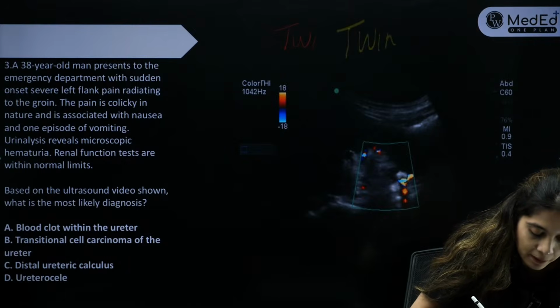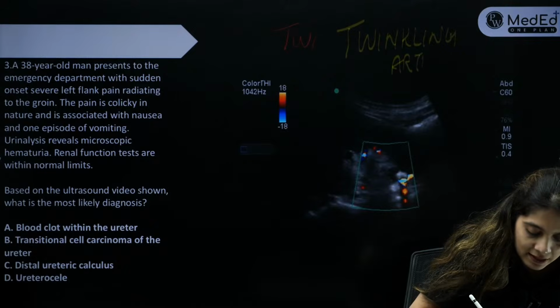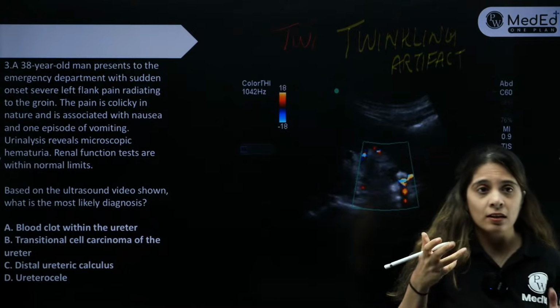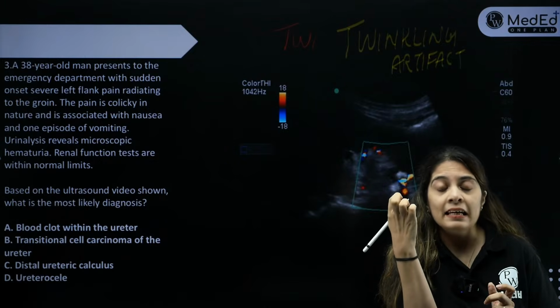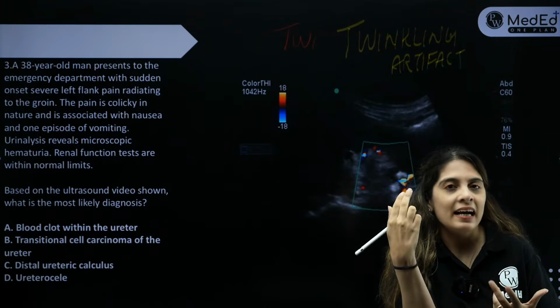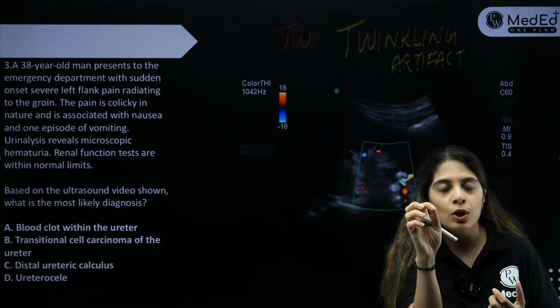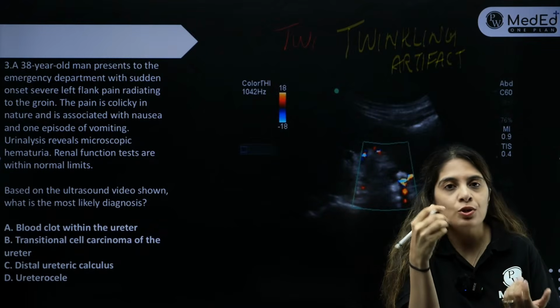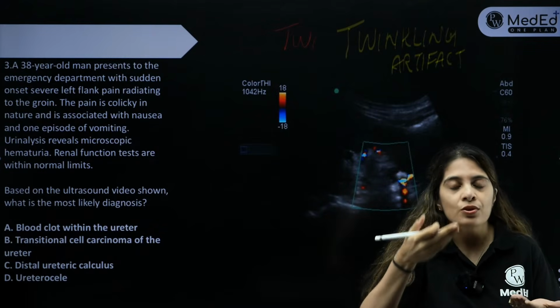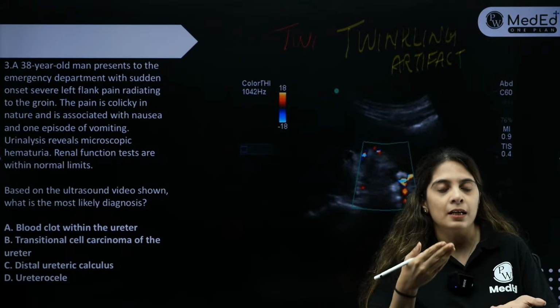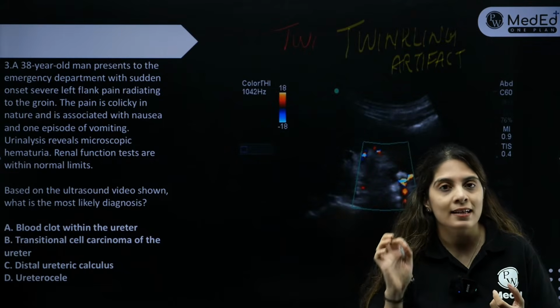Okay, so this is nothing but the twinkling artifact. Why does this actually occur? What is a calculus? A calculus is something which is very highly reflective. If you put the color Doppler over a highly reflective structure, the machine is not going to perceive the ultrasound waves which are reflected back, and that is actually registered as noise.